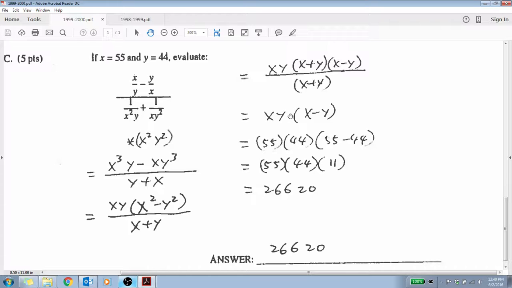I'm not squaring these large numbers. So I can plug things in. x times y gives me 55 times 44. And then x minus y gives you 55 minus 44, which is 11. So this is much quicker to work with. 55 times 44 times 11. So when I multiply those together, it's still going to take a little time, but you're going to get 26,620.